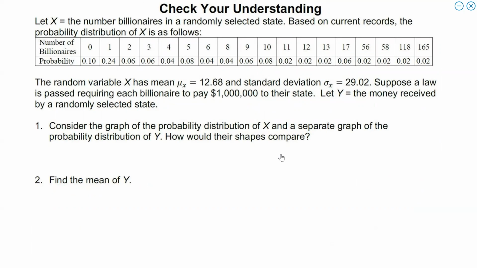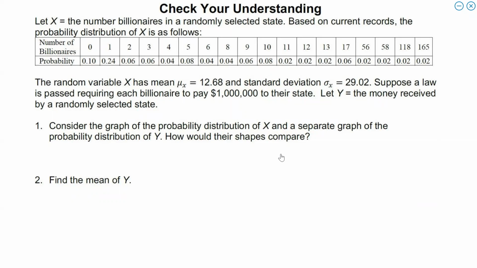So consider the graph of the probability distribution of X and a separate graph of the probability distribution of Y. So here's what we know. X is the number of billionaires in a randomly selected state. This is the number of billionaires, and this is the probability of having that many billionaires in that state. Y would be the money received by a state if they pass this law, having each billionaire pay $1 million to their state. What do you think this distribution would look like?